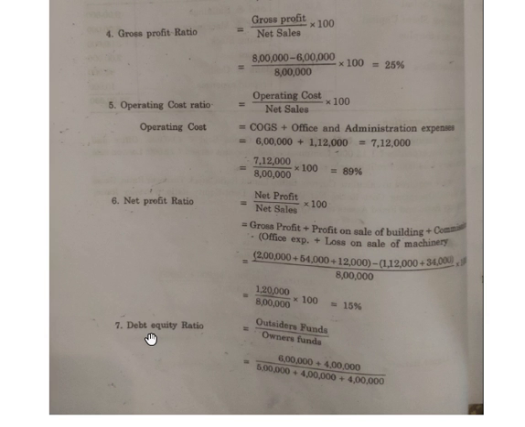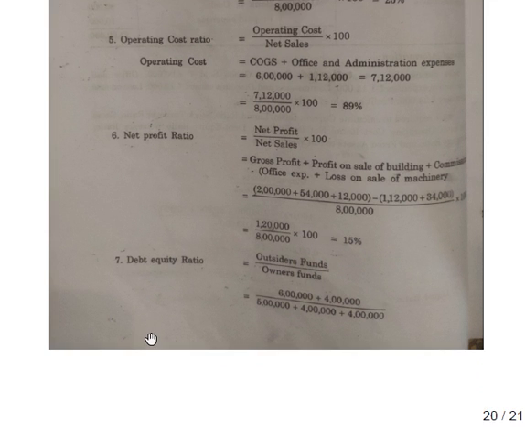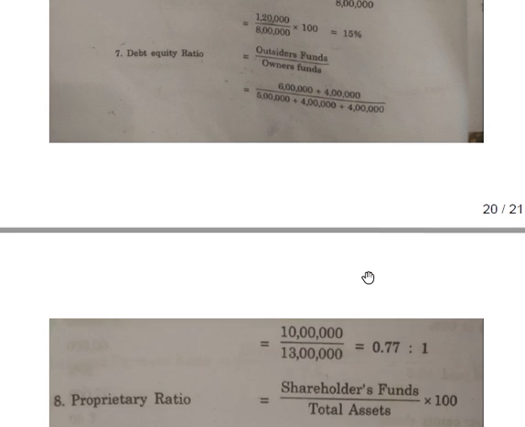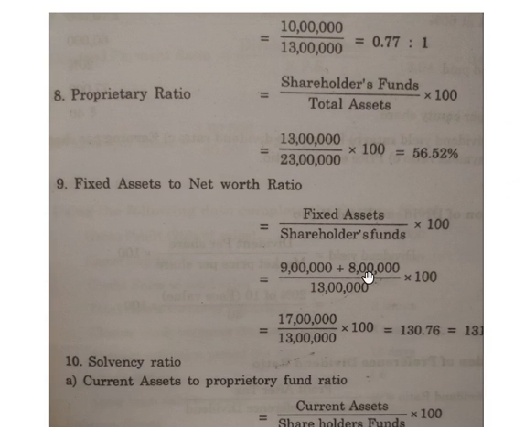Next ratio they have told us to calculate is debt equity ratio. So outsiders fund divided by owners fund. Outsiders funds are nothing but what you are liable to pay them. The owners funds are your equity share capital, preference share capital, reserves and surplus. So outsiders fund is 6 lakhs plus 4 lakhs, divided by owners fund, which is equity share capital of 5 lakhs, plus preference share capital 4 lakhs and reserves and surplus, which is 4 lakhs. So therefore you have 10 lakhs divided by 13 lakhs, which is equal to 0.77:1. Next is your proprietary ratio.